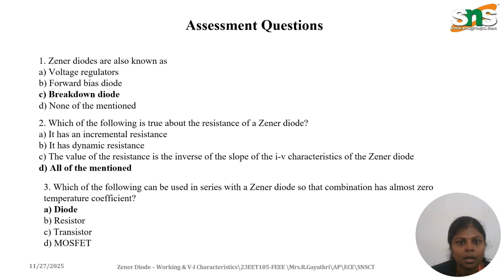Coming to the assessment questions related to the topic, the first one: the Zener diode is also known as option A, voltage regulator, forward bias diode, breakdown diode, or none. Voltage regulator is an application, so it cannot be that, and forward bias is the PN junction. Option C is breakdown diode. So the Zener diode is also known as breakdown diode.